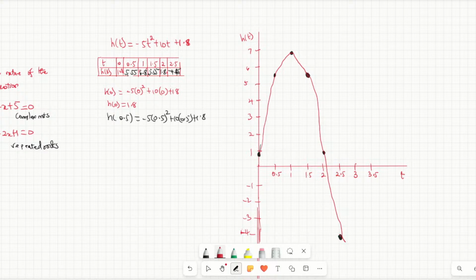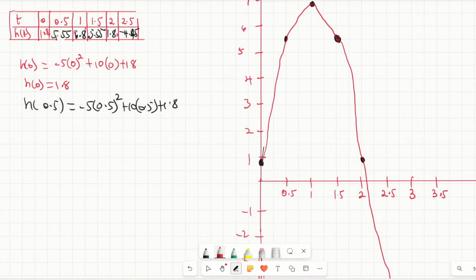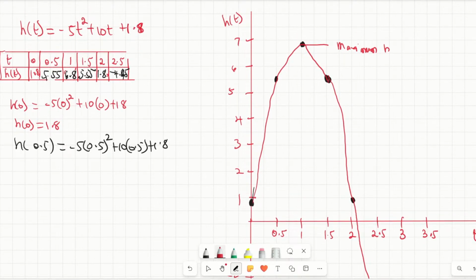So we ignore this part of it. We see that for the basketball, because we are dealing with basketball, the graph actually moves from this side, and when it reaches this side, we know this is the maximum height. The maximum height, so this represents the maximum height.